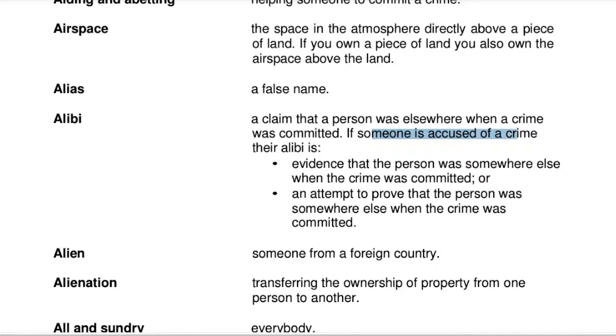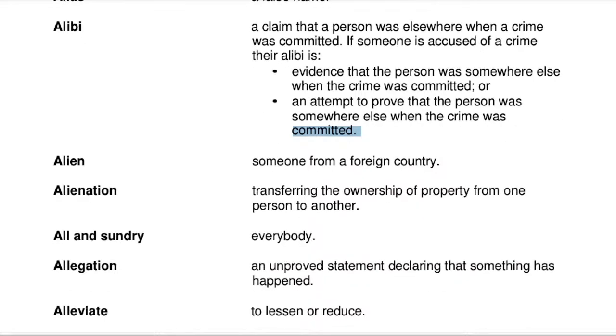If someone is accused of a crime, their alibi is evidence that the person was somewhere else when the crime was committed, or an attempt to prove that the person was somewhere else when the crime was committed. Okay, so even an attempt to prove it could be the alibi. Alibi doesn't necessarily need to be proven, it seems.